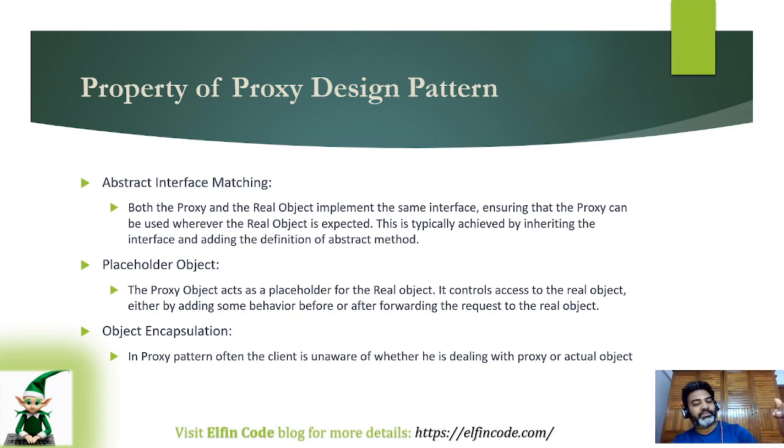By keeping an abstract method or a kind of interface which will get inherited in the proxy class as well as the real class. So the definition or the schema of both the proxy and the actual class will be the same. This will give the client the impression that he is interacting with the actual object instead of the proxy object. Now the second property is placeholder object.